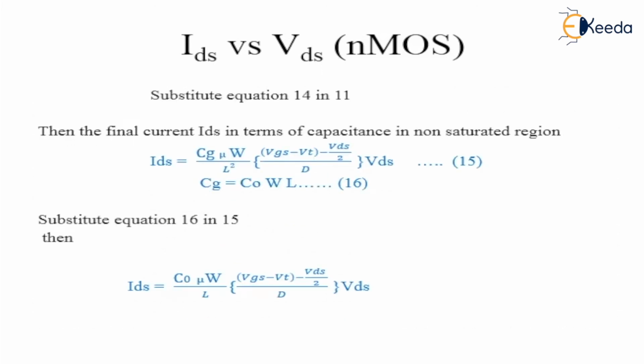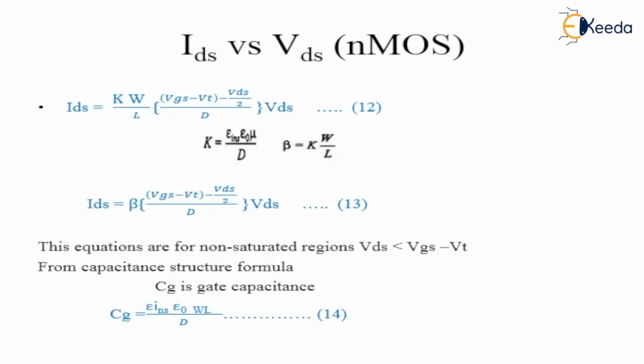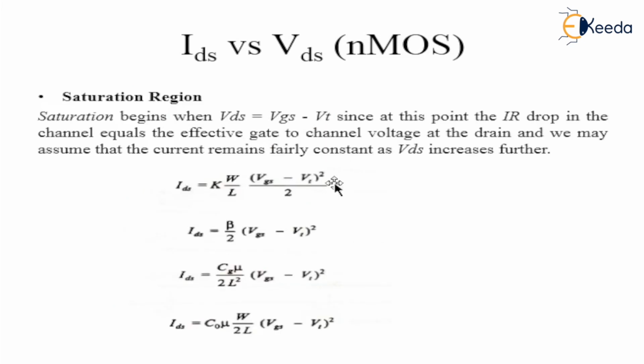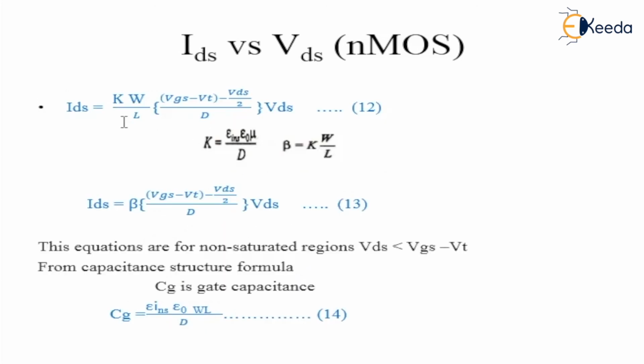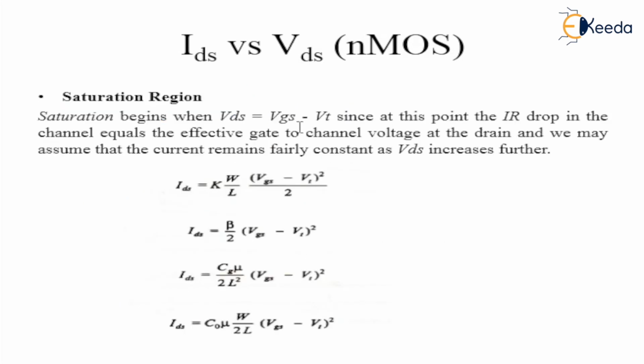So the same equations which we realized in the non-saturated mode, in the place of VDS by 2, we remove this component. Definitely we will get the drain current IDS equal to K into W by L into VGS minus VT whole square by 2, where we realized this formula here. IDS is equal to K into W by L into VGS minus VT minus VDS by 2 into VDS. So here VDS is equal to VGS minus VT.